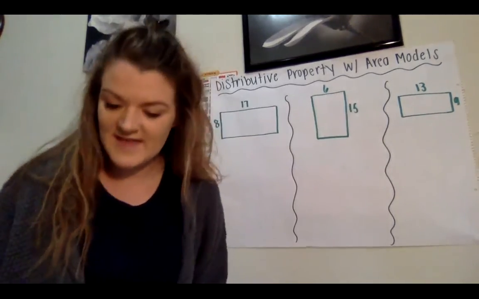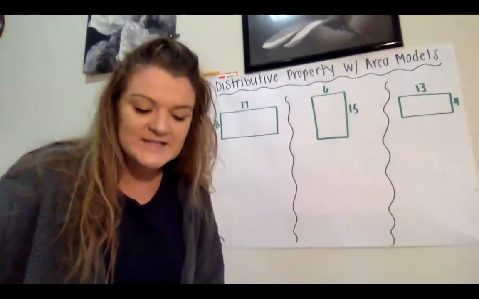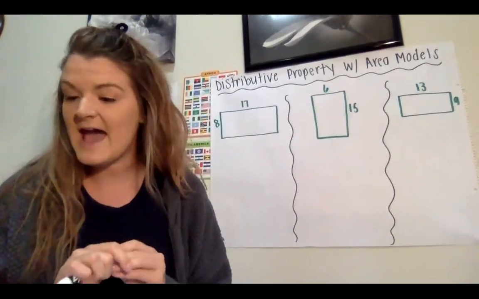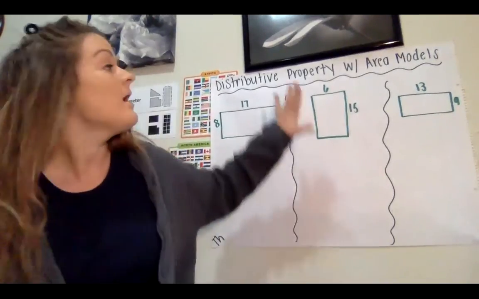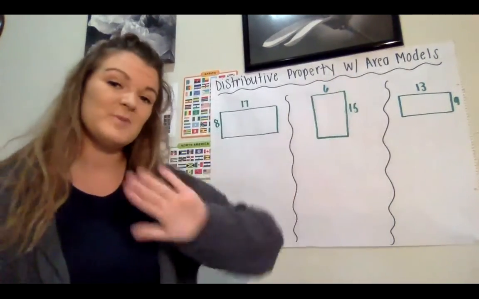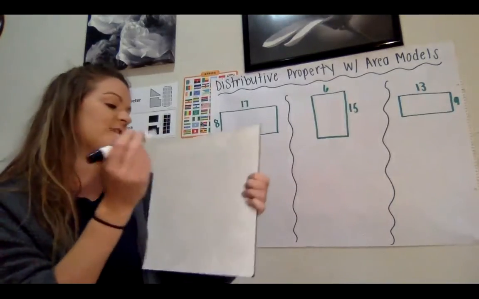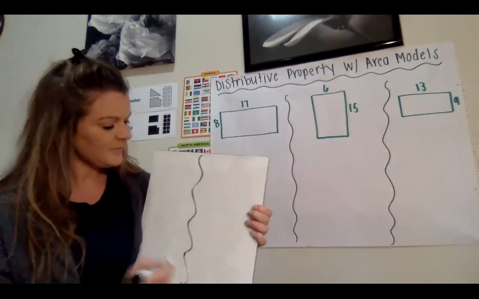Now, before we jump into that, let's kick it off with our fluency. So go ahead and grab a piece of paper and a pencil. We're going to be looking at the associative property. Our actual lesson is on the distributive property, but let's talk about the associative property first. So go ahead and divide your paper in half.